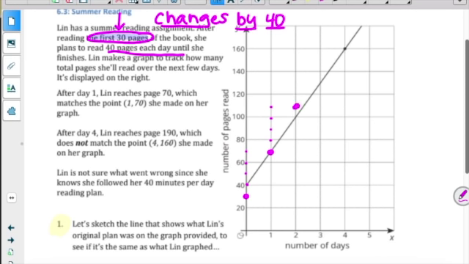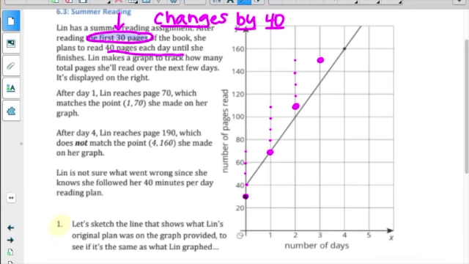Okay, that is not on the line. Let's do it again. Going to go up another 40 pages. From 110, we're going to go up to 120, 130, 140, 150, and that's where she'll be for day 3. I can't fit another 40 pages without going off my graph, so I'm going to leave it there. Let's connect that line. Okay, go ahead and graph the line.